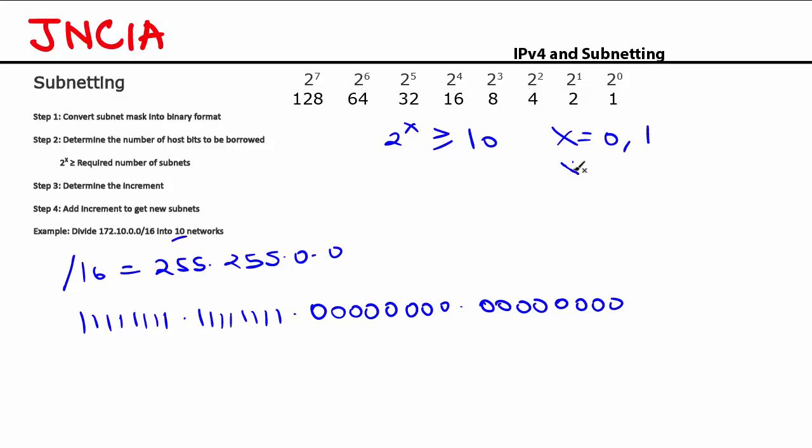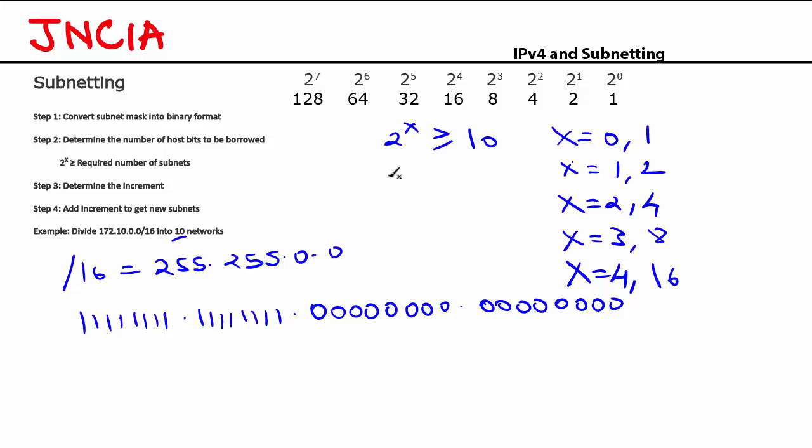X is equal to 1 will give you 2 power 1, which is 2, and that is less than 10. X is equal to 2 will give you a value 2 power 2, which is 4, and that is not greater than or equal to 10. X is equal to 3 will give you a value of 2 power 3, which is 8, and that also does not satisfy this equation. X is equal to 4 will give you a value 2 power 4, which is 16, and that definitely satisfies this equation. So the number of bits that we need to borrow is x is equal to 4.